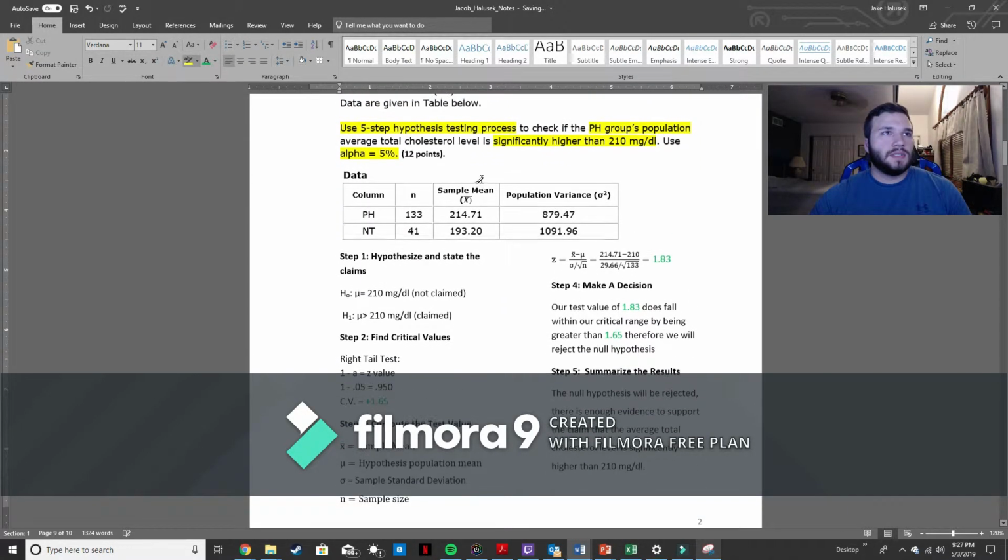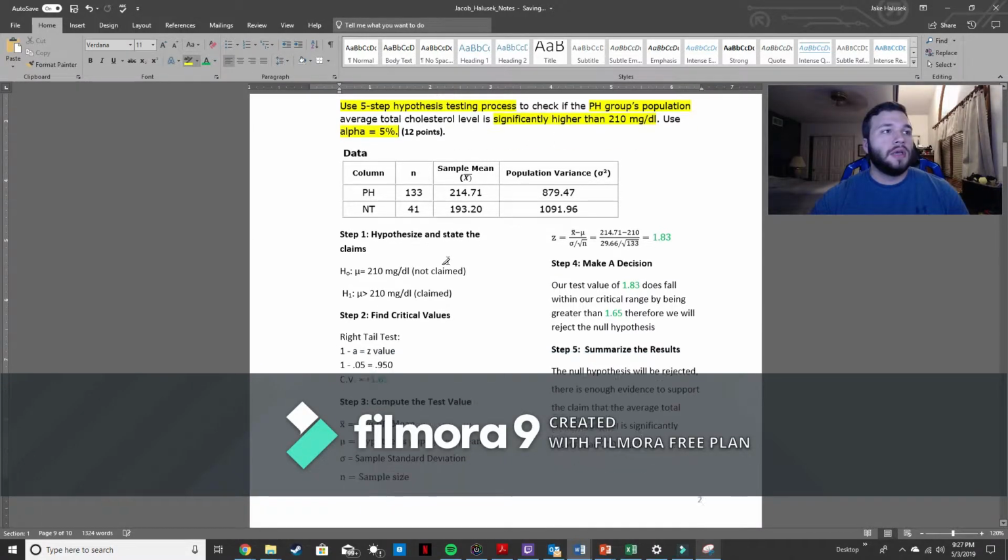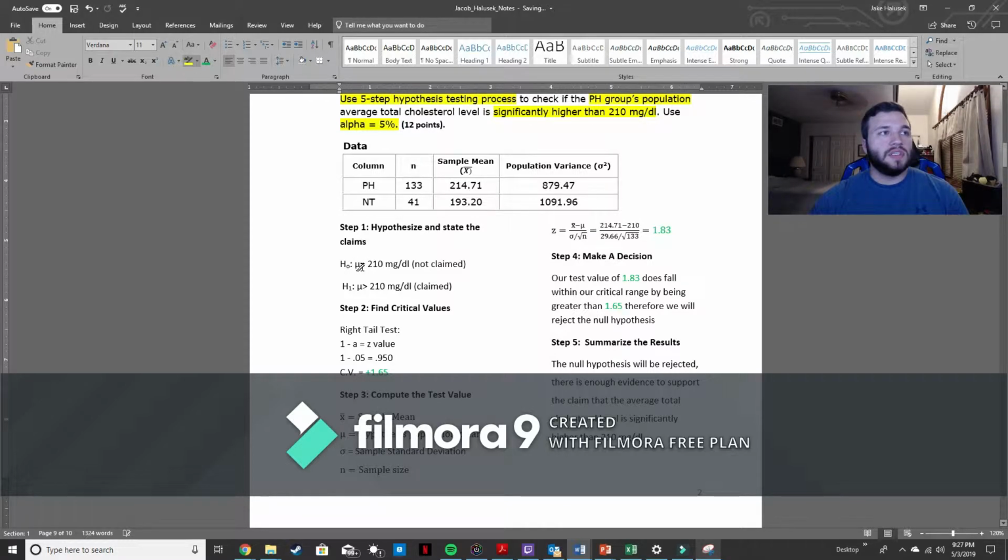So what that tells us helps us set up our hypotheses. We have to use the 5-step hypothesis testing process. We know we're focusing on this PH group, and we're testing to see if the cholesterol level is significantly higher than 210 milligrams per deciliter. So our null hypothesis is that our mean is equal to 210 milligrams per deciliter, and our claimed alternate hypothesis is that our mean is greater than 210 milligrams per deciliter.